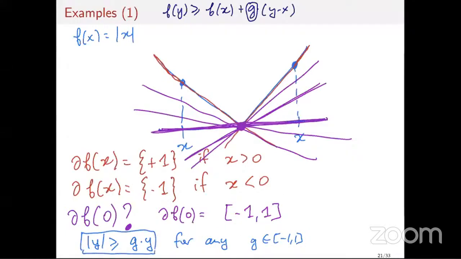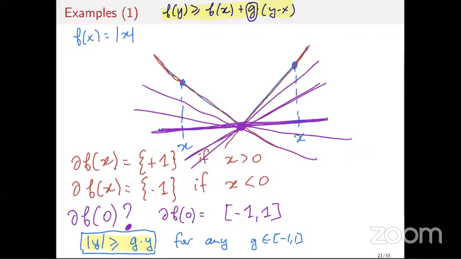This inequality here is exactly the inequality that you see at the top. You see this inequality at the top and this inequality here; these two are the same when x is equal to 0. And so for any g between minus 1 and 1, this highlighted inequality is true. So this tells us that the subdifferential of f at 0 is really the interval minus 1, 1.